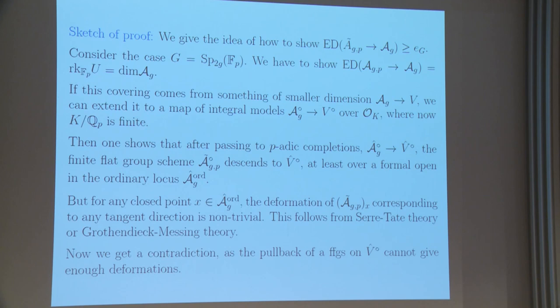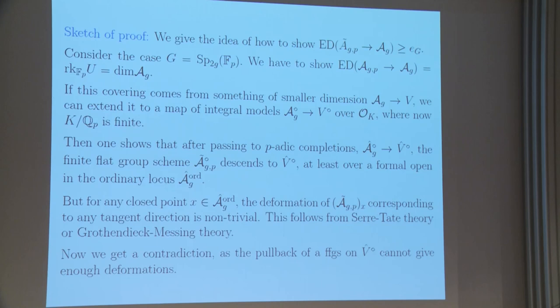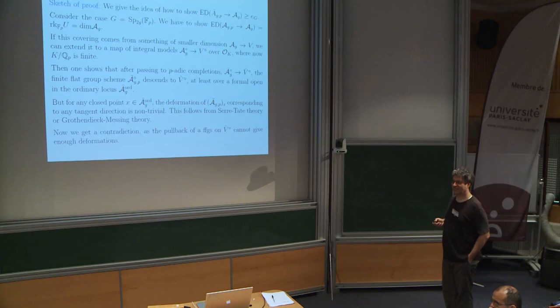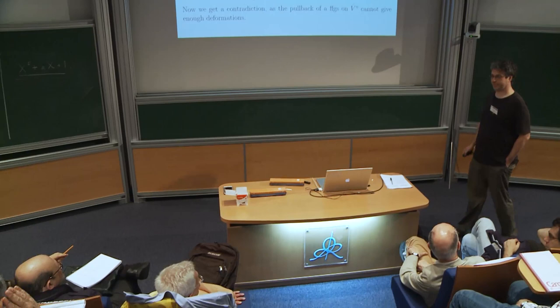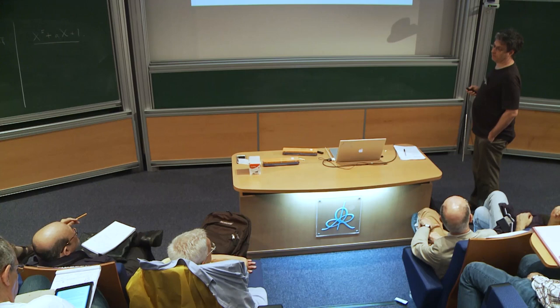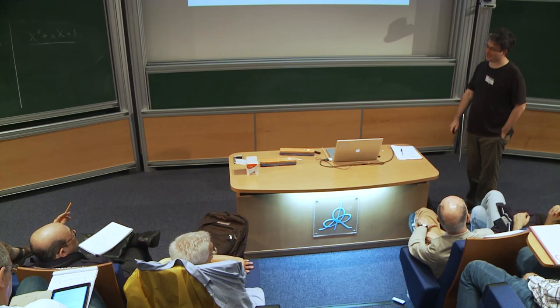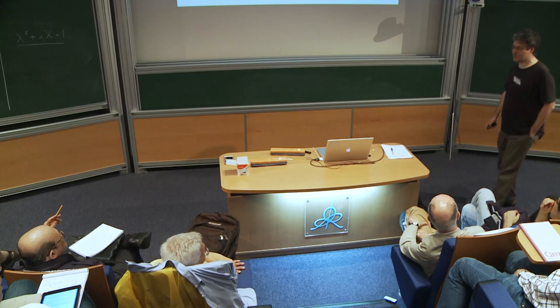Okay, this seems to be non-trivial. You know that the essential, so this means generically you know that the covering comes from V. But then the finite flat group scheme structure is... No, I don't claim this is completely obvious, but maybe I can explain it to you later.